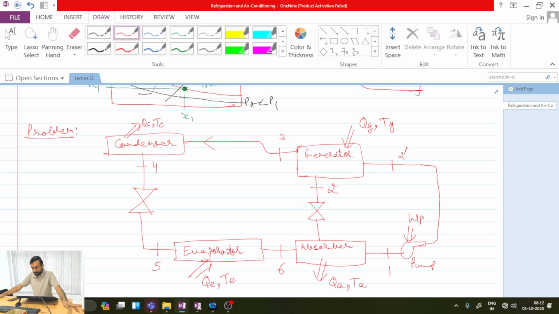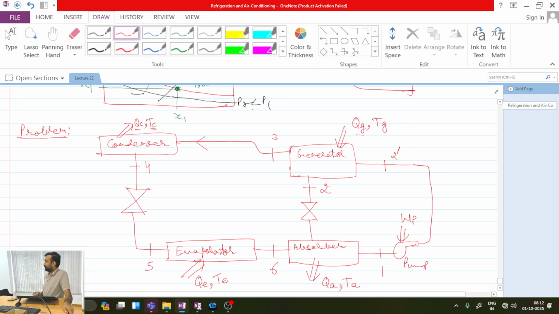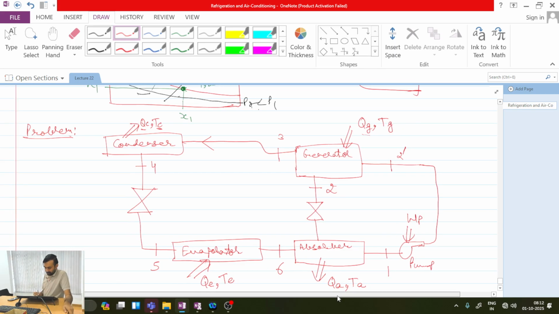Is this one clear? Now, you can see that in condenser, QC amount of heat is going out at temperature TC. In generator, QG amount of heat is added at temperature TG. In absorber, QA amount of heat is going out at temperature TA. Usually, if the ambient water we are using for cooling both the condenser and the absorber, then TA will become equal to TC. And in evaporator, QE amount of heat is added to the refrigerant at temperature TE.